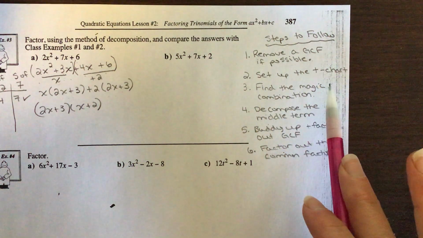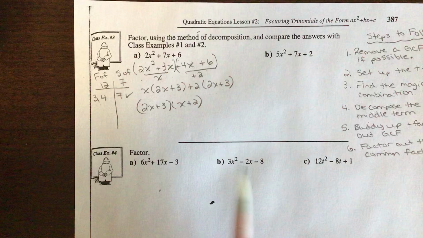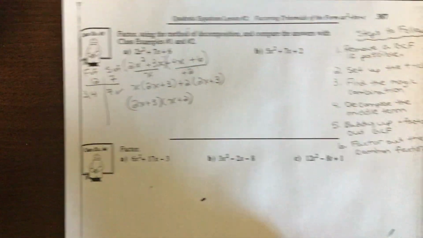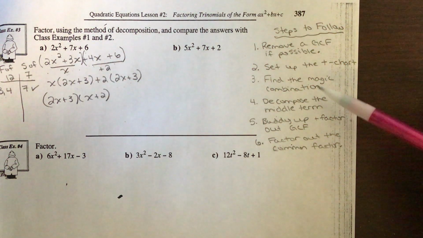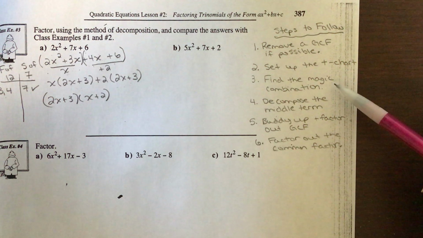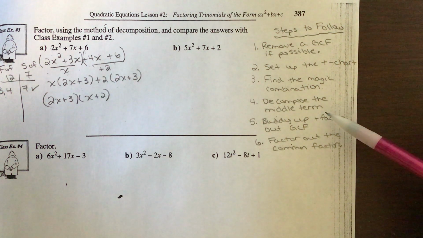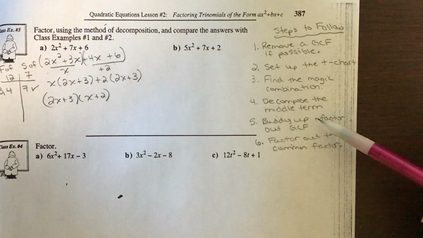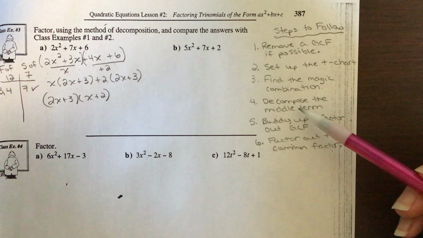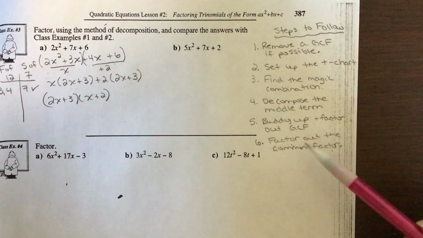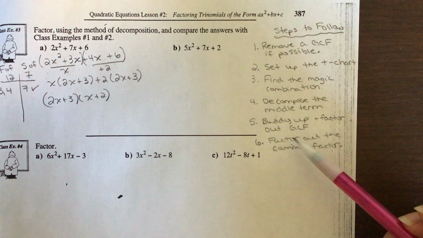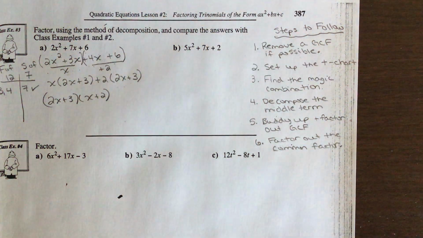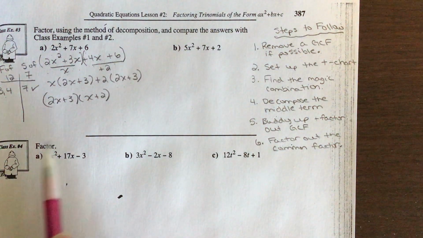Step 2, set up the t-chart. That's this chart right here where you're looking for factors of a times c and a sum of b. Find the magic combination. Remember, there's only one of those. Then you use that to decompose the middle term. And now you'll have 4 terms instead of 3 terms because you broke that middle term into 2 different terms. So you'll buddy up the 2 and factor out a greatest common factor from each of them. And then you'll factor out the common factor to write it as 2 binomials.